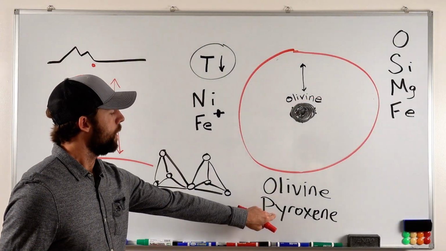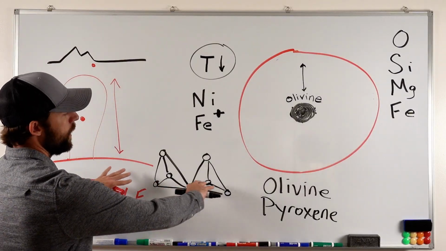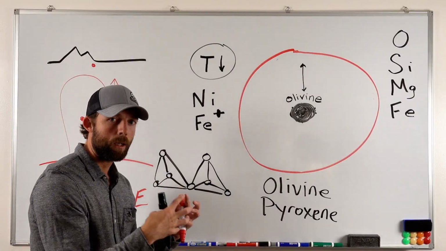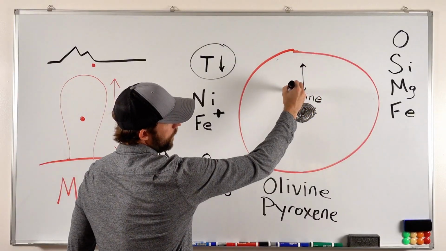They form next. They are less dense than olivine because now you have a whole chain of silica tetrahedrons that have to fit into a single mineral. You can't pack them as tight. They're not as dense. So, you know, pyroxene would be like here, okay?